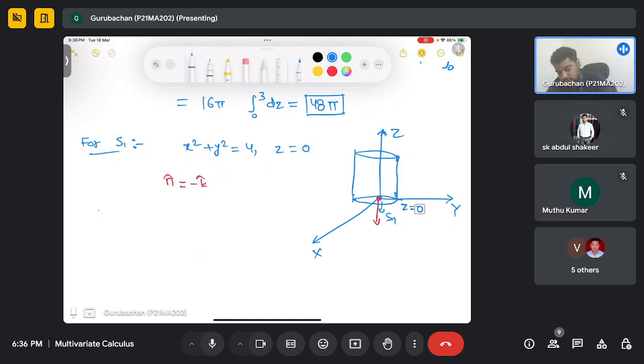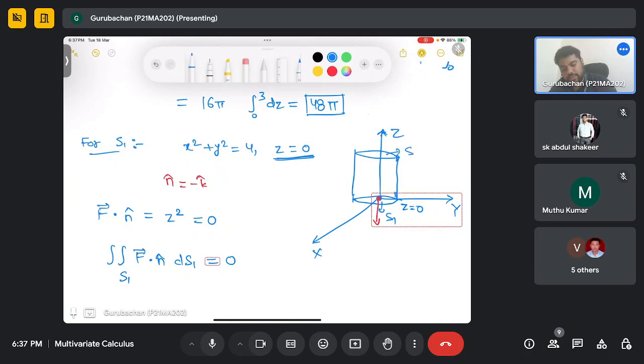So F dot n cap is left with only the component in the direction of z, which is z square. But over this surface, z is 0, so this will be 0. If F dot n cap is 0, then over S1 the integral of F dot n cap dS1 will be 0. Understood?